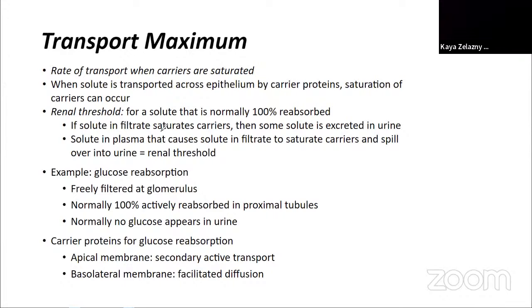But this active reabsorption is dependent on carrier proteins. So at the apical membrane, we see that glucose is crossing that membrane by secondary active transport, and we'll take a look at that in a second. And then on the basolateral membrane, it's moving by facilitated diffusion. This means that those carrier proteins that are necessary, if they're full, if we occupy all of them, we're not going to be able to soak up any more glucose.